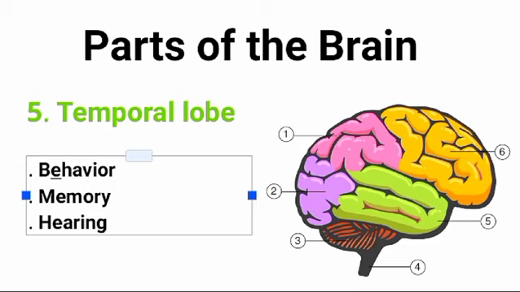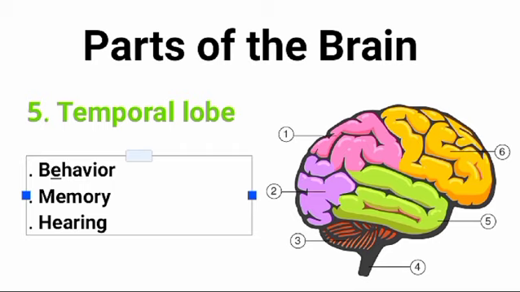Okay, now the green colored part is the temporal lobe, which is located on the sides of the brain and plays a crucial role in auditory processing, language comprehension, memory formation, visual processing, emotional regulation, and spatial navigation, contributing to various cognitive and perceptual functions.